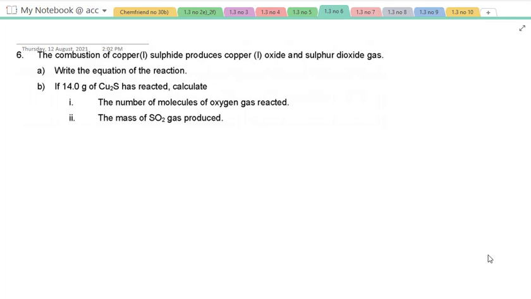You are given the combustion of copper 1 sulfide produces copper 1 oxide and sulfur dioxide gas, which you have to write the equation. So question A is to write the balanced equation. Right, okay, then what do we have? We have Cu2S as copper sulfide, plus O2 to form Cu2O copper oxide plus sulfur dioxide gas.